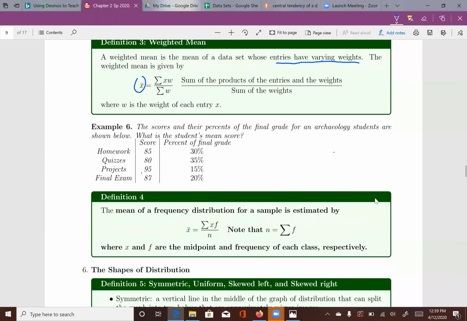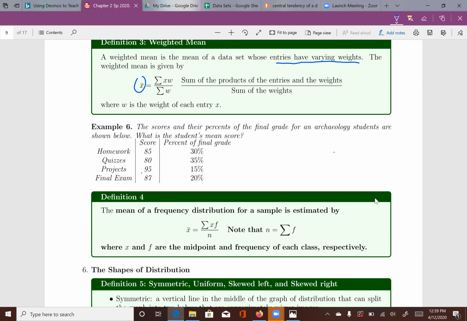When you have the scores in a class, you have different assignments: homework, quizzes, projects, and final exam. And for each assignment, you have the score, and also you are given the percent of each assignment that is counted toward the final grade. For example, the homework in this class is worth 30% of the final grade. Quizzes, 35%, projects is 15%, and the final exam is 20%.